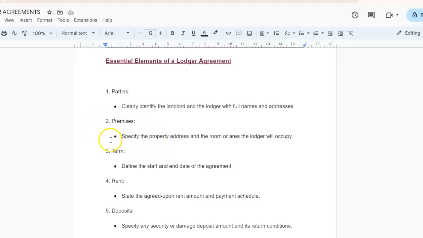Number three, it should contain a segment for term. So in this segment, you need to clearly define the exact duration of the agreement and, if applicable, outline the conditions for renewal. And in terms of a termination clause, you need to specify the process and notice period for either party to terminate early.